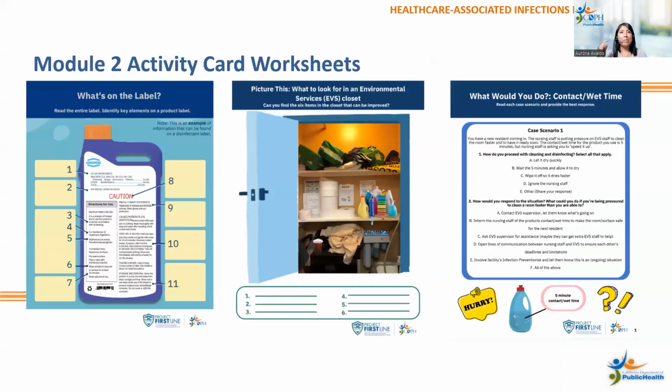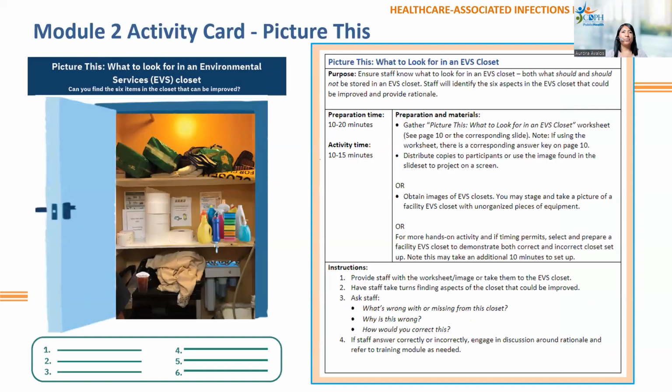As you may remember, Sophie showed us how to download the activity file for Module 2. For Module 2, there are 3 activity worksheets available. Let's look at the middle worksheet in more detail. Picture this: What to Look for in an EVS Closet is an engaging activity that you can provide in worksheet format or complete using your own facility closet to gauge a staff's understanding of proper and improper EVS closet practices.